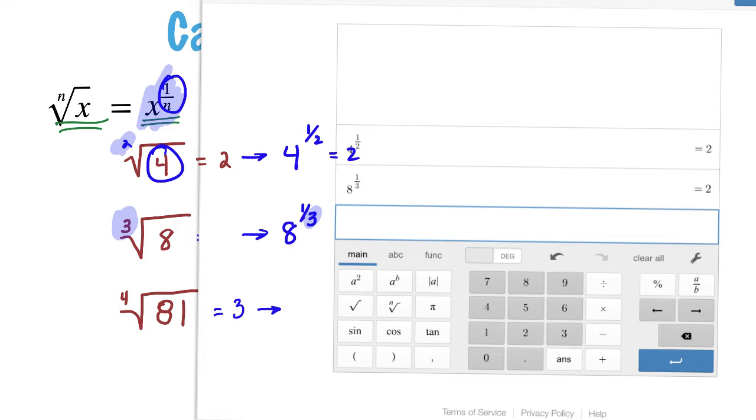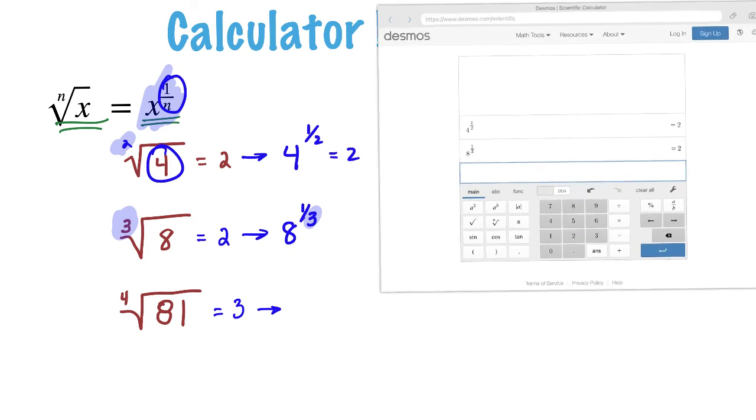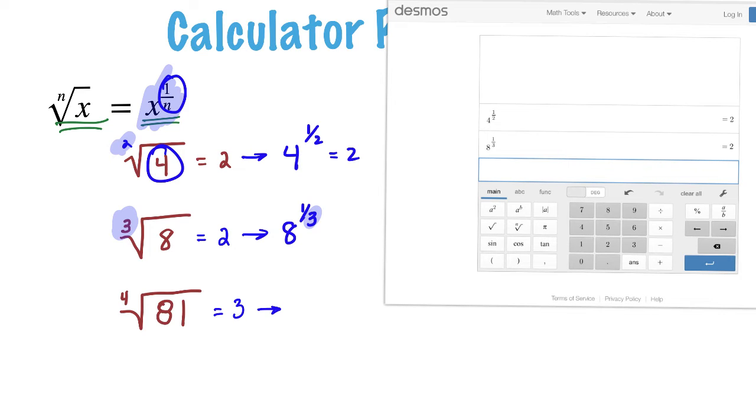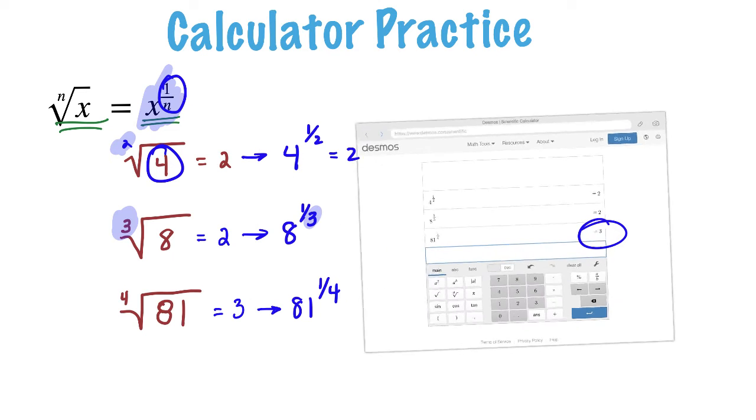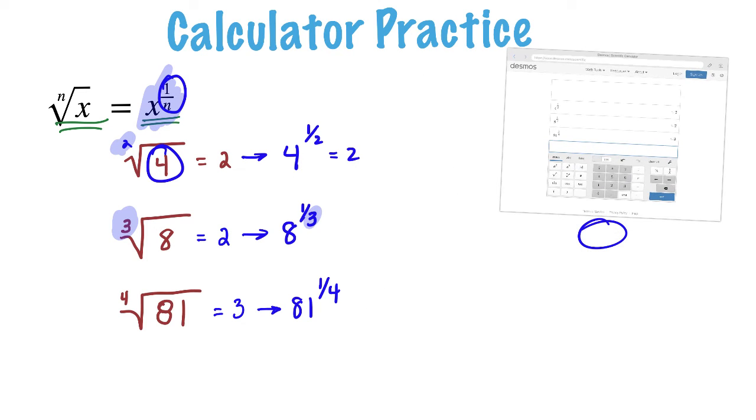And then, the last one, we've got 81 to the 1/4 power. And we'll just type that in. 81 to the 1, I hit divided by 4. So that gives me 1/4, and you can see it's giving me 3 for an answer. Okay, so this one was 2 again, and this one also gives you 3.